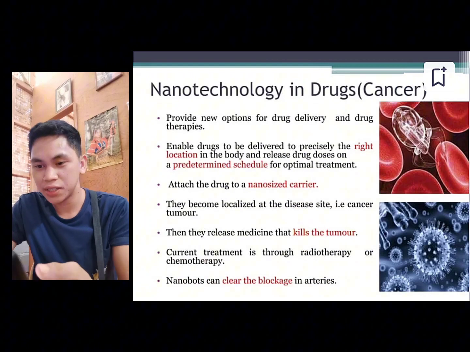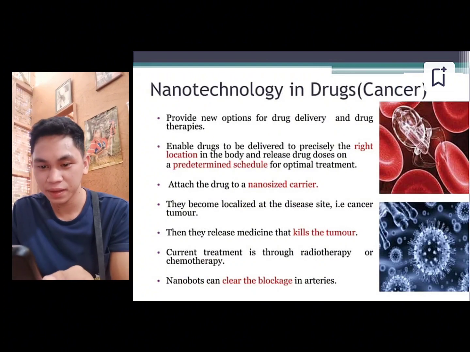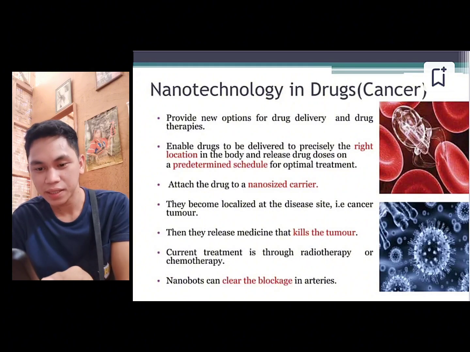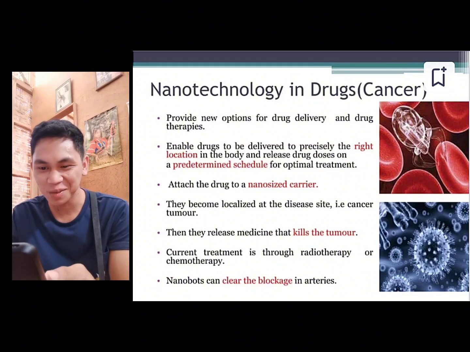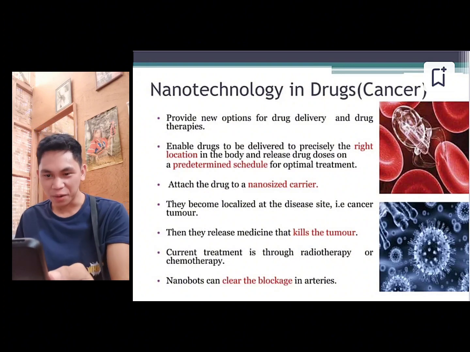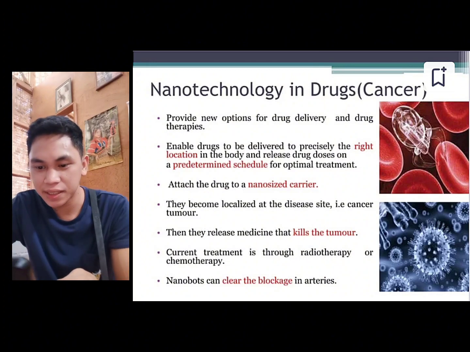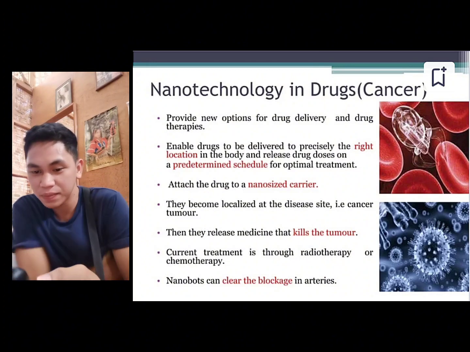Nanotechnology in drugs and cancer. It provides new options for drug delivery and drug therapies. It enables drugs to be delivered precisely to the right location in the body and to release drug doses on a predetermined schedule for optimal treatment.